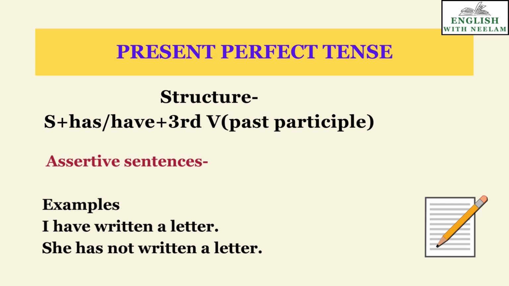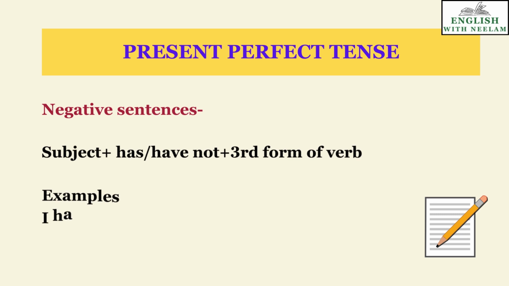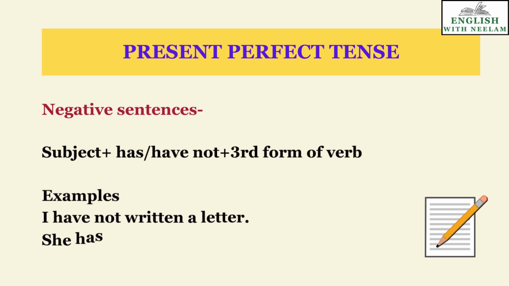Now see the assertive sentences. Examples. I have written a letter. She has written a letter. Now negative sentences. Subject plus has, have, not plus third form of verb. I have not written a letter. She has not written a letter.